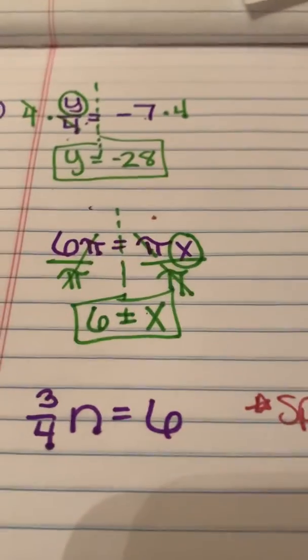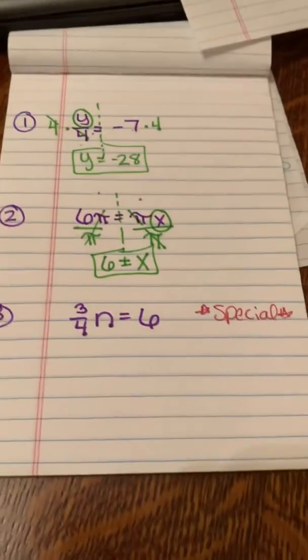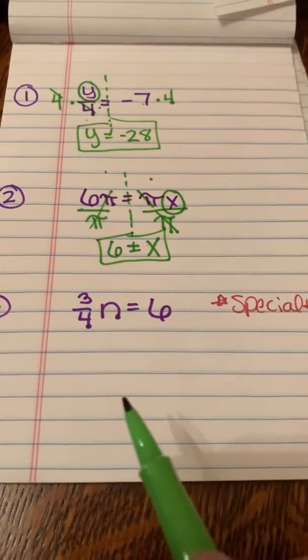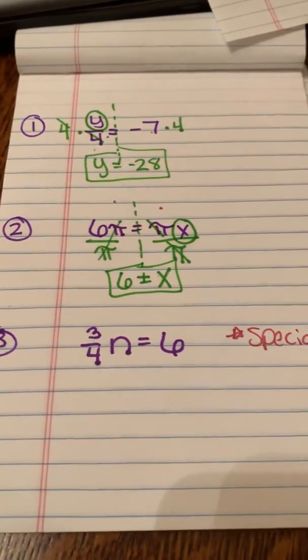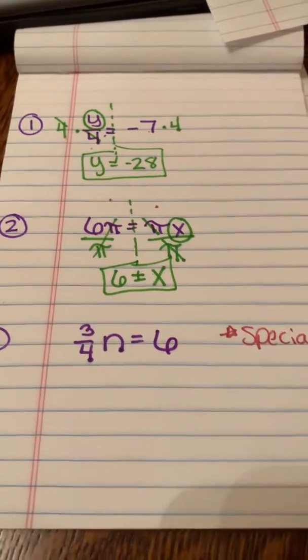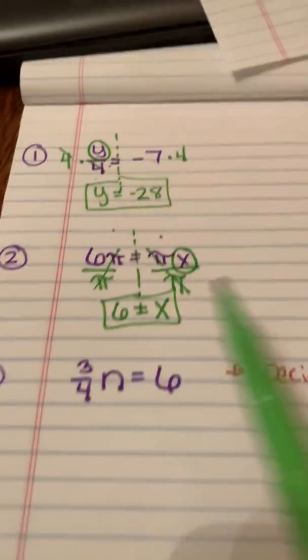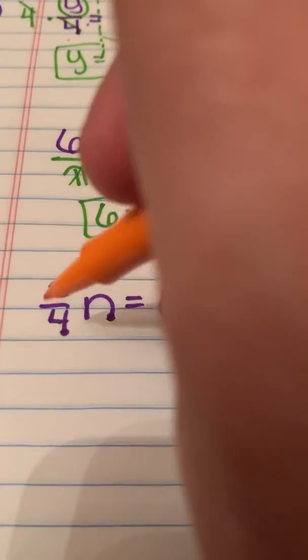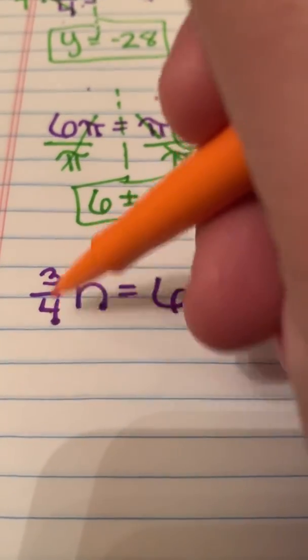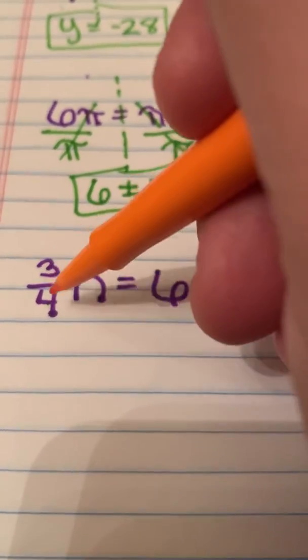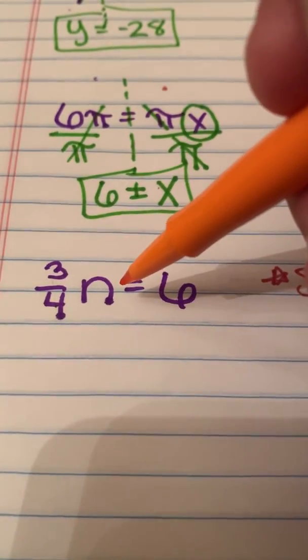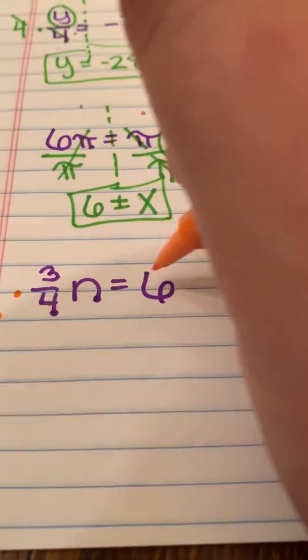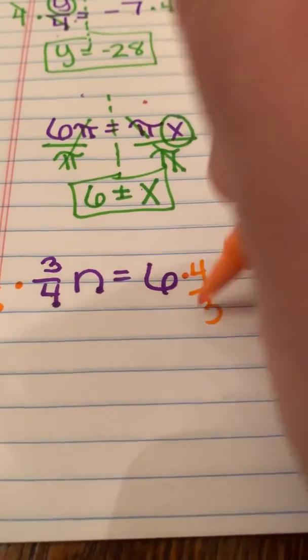My variable is 6. Okay, this one's a special case because I have 3/4 n equals 6. Yes, I am able to divide both sides by the 3/4 because I have 3/4 times n, but there's a shortcut I can do. It's going to make it even easier for me. What I do is if I have a rational number, a fraction, multiplied by my unknown, I can do a shortcut. Instead of dividing both sides by 3/4, I'm allowed to multiply both sides by the reciprocal. It's going to be a shortcut.